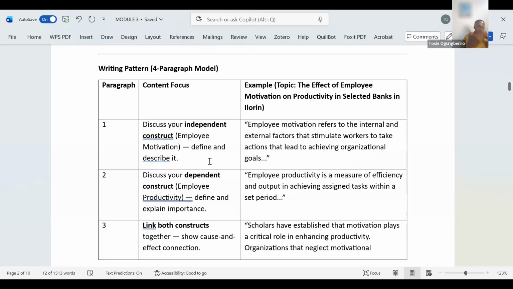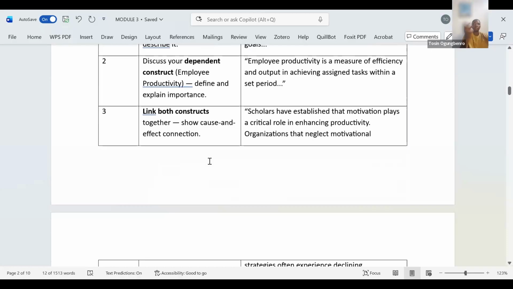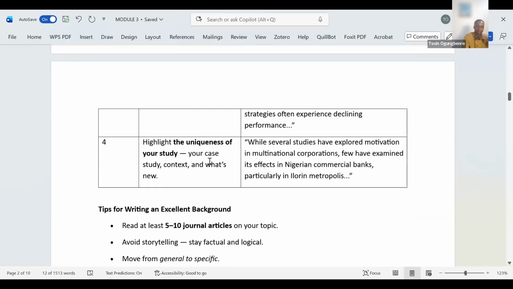To make it easy, you can do first paragraph, talk about your independent process, second paragraph, talk about your dependent process, third, find a way to link both of them together, fourth, talk about the urgency of your study. Not the significance, that has its own separate section, but you just talk about it. And as you are doing all those things, you are referencing, you are providing logical sense and all that. And then you talk about the uniqueness of your study and the overarching theme.